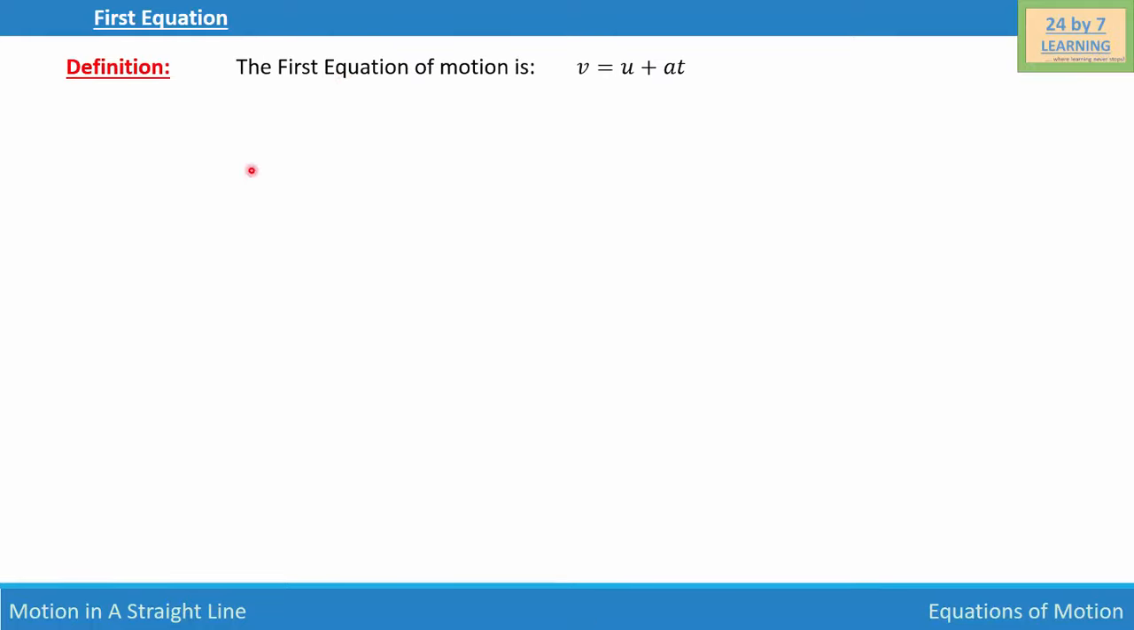First equation of motion. The first equation of motion is v is equal to u plus at. Now let's try to prove this equation of motion.